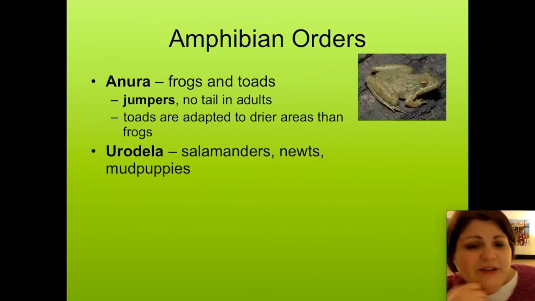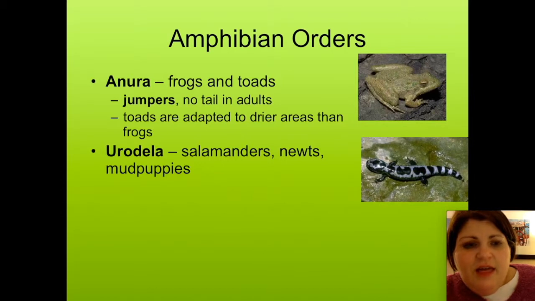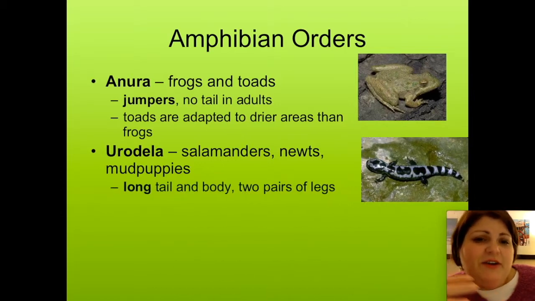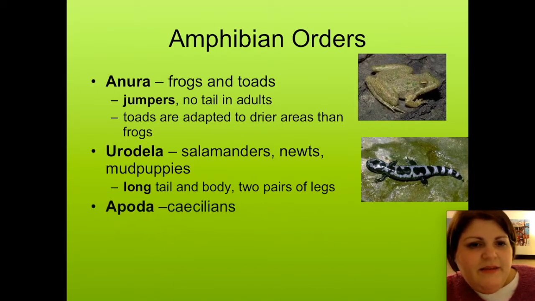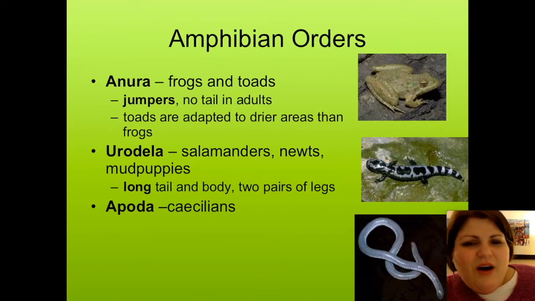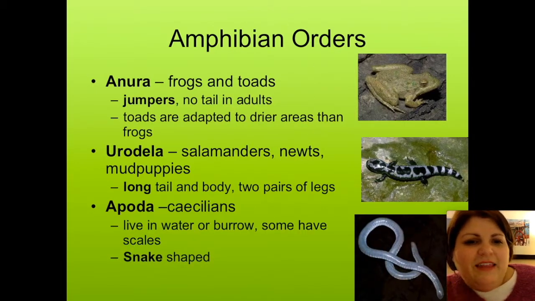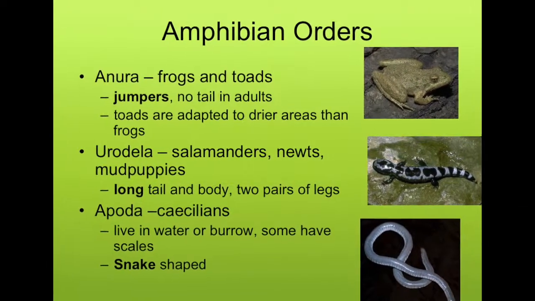Urodela are the salamanders, the newts, and the mud puppies. They, of course, have the tail. They have the very long body, two pairs of legs. They have a very lizard-like body. Apoda are caecilians. They look very snake-like. They've lost their limbs, and they typically live in the water or burrow under the ground. Let's stop one more time for notes and review.